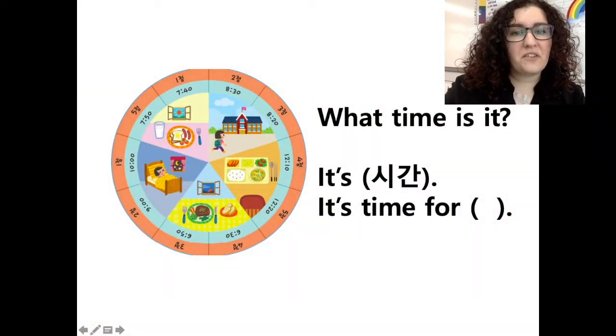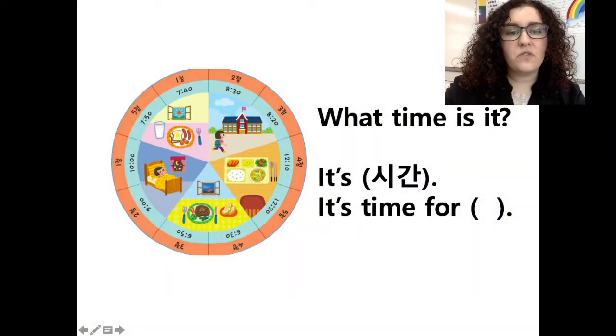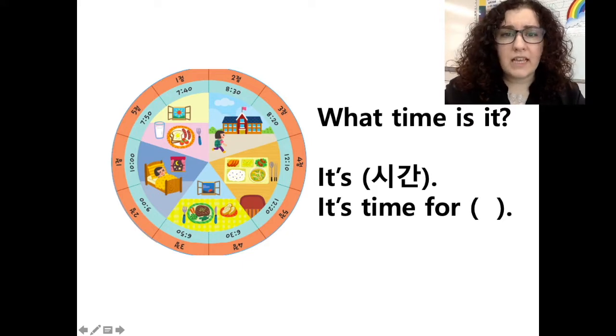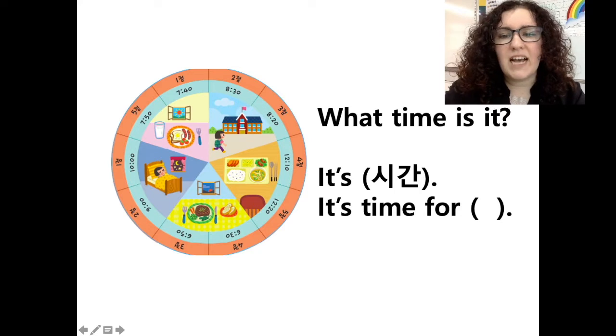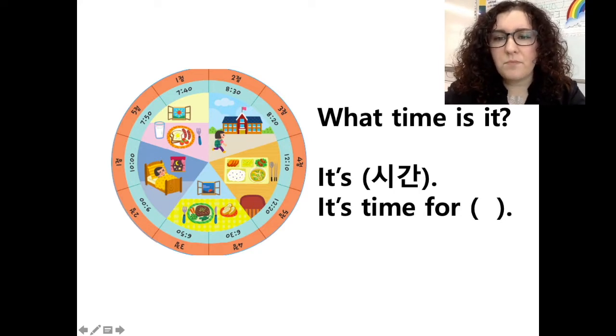Hi again, fourth grade. Let's go over "What time is it?" It's mo-mo-mo. It's time for mo-mo-mo one more time. So look at the picture. What time is it? It's 7:40. It's time for breakfast.